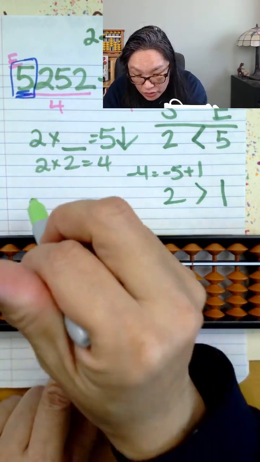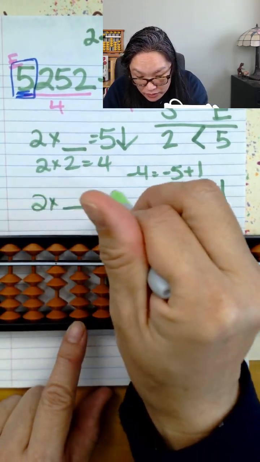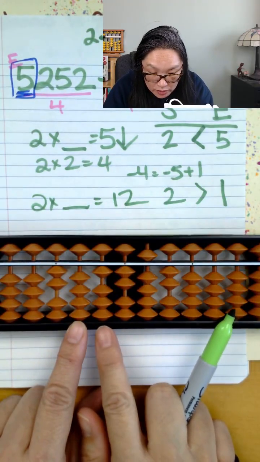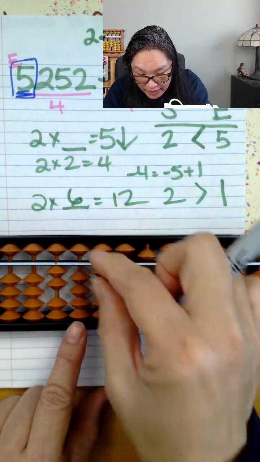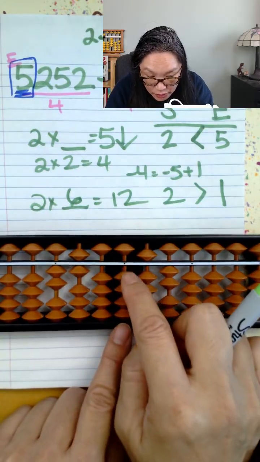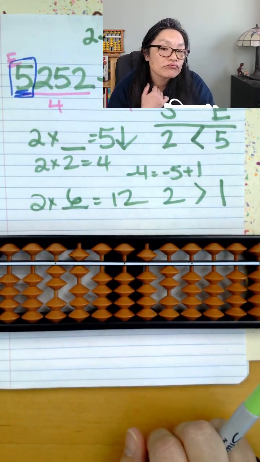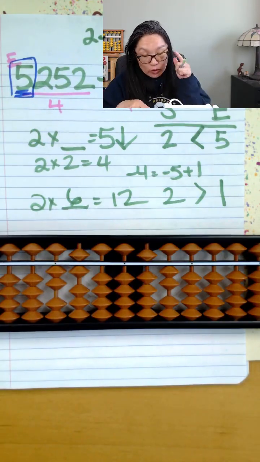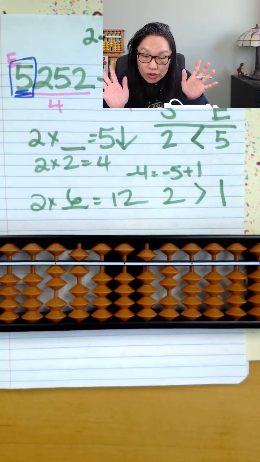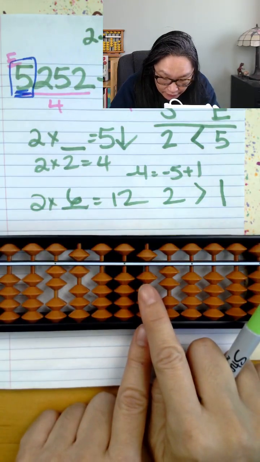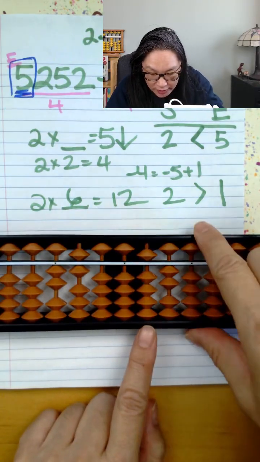So it is 2 times what is equal to 12 or less? 2 times 6. So I add my 6 and I take away 12. Take away 1, take away 2. Got it? Good. So, partial quotient. I still have something. So I have 5 and 2. I still have 5. So I do a comparison again.